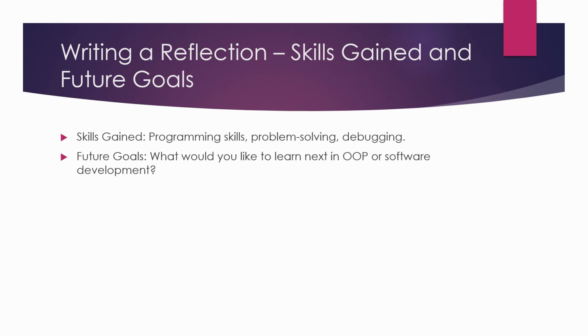In this section of your reflection, talk about the skills you have gained. You have not only learned how to program in an object oriented style, but also how to think critically and solve complex problems. Finally, share your future goals. What would you like to learn next in the realm of software development? Maybe you are interested in learning design patterns or contributing to open source projects.